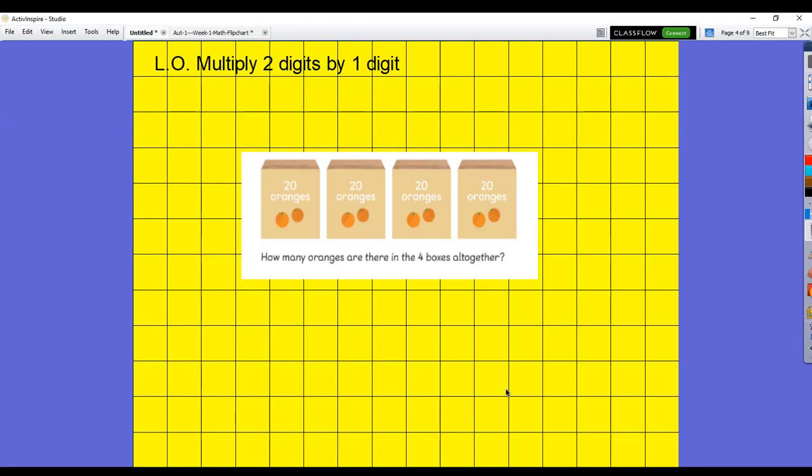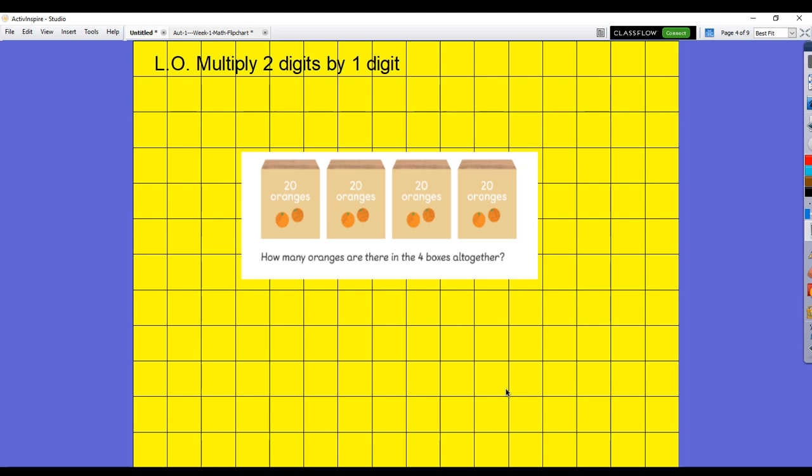So today we're moving on to multiplying 2 digits by 1 digit. You might remember this, we did this about January, February time, and we've been practicing those skills ever since. So hopefully you'll remember how to do this, but just a nice little recap before we go to Year 4.